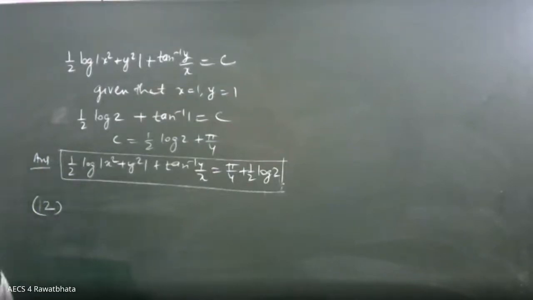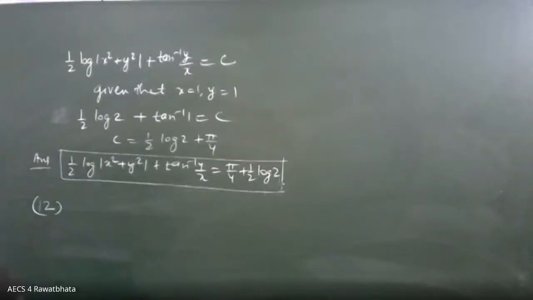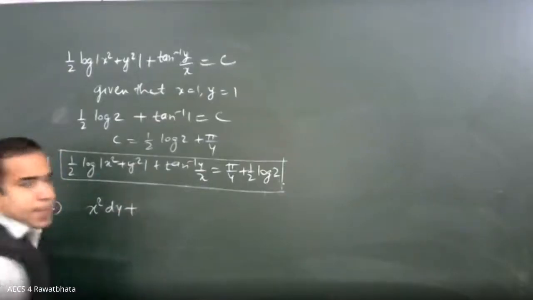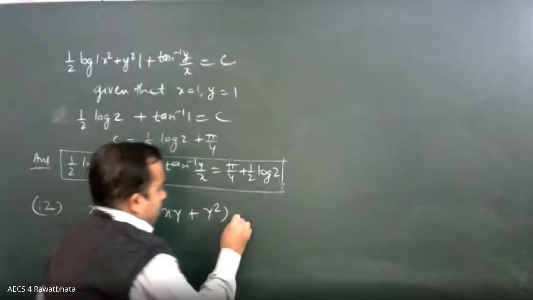Sajbeen: x square dy plus bracket xy plus y square bracket dx equal to 0, y equal to 1 when x equals to 1.